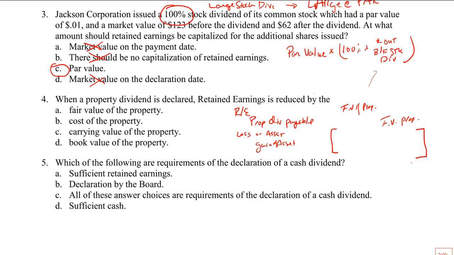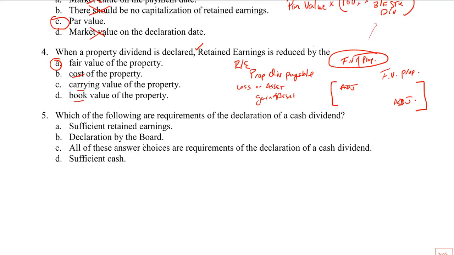Now, if it asked you the effect on stockholders' equity, I would have to say book value, because it's asking for an account, retained earnings, on the declaration date. So I would say it's the fair value of the property. This would be the adjustment to market. The total effect on stockholders' equity is going to be reduced by the book value of the property, but the retained earnings is reduced by the fair value of the property on the declaration date. It's definitely not the cost. The carrying value and the book value are both the same, which gives you a little clue that they don't work. But they would be true if the question was, what's the total effect on stockholders' equity? All right, tough conceptual question there.